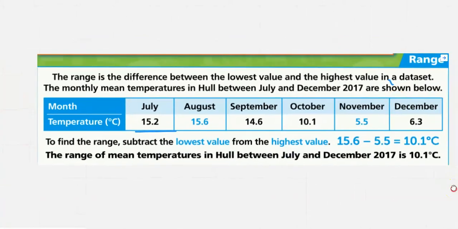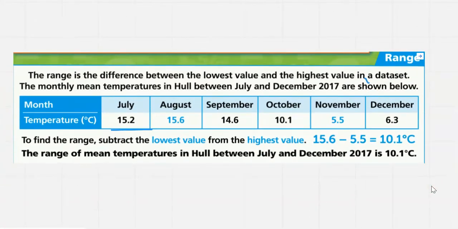Last one, range. The range is the difference between the highest and the lowest value, or lowest value and the highest value. The monthly mean temperatures between July and December 2017 are shown below. So in a set of data, you need to look and find what is the highest. In this case, it's August, 15.6 degrees centigrade. So we've got that value, and we need to then locate the lowest value, which is 5.5, and take one over the other. The result is the range.